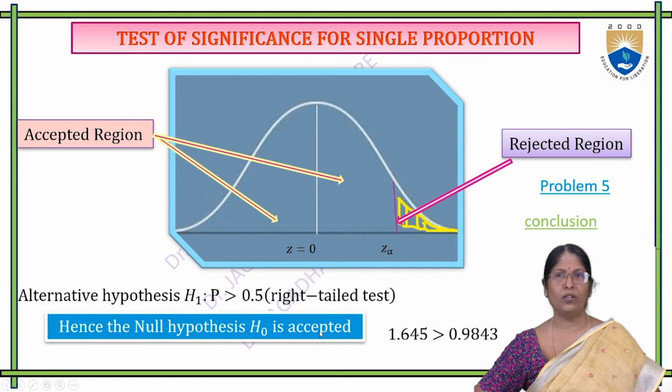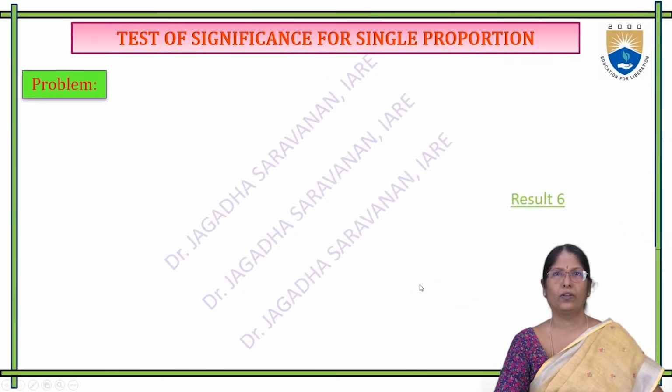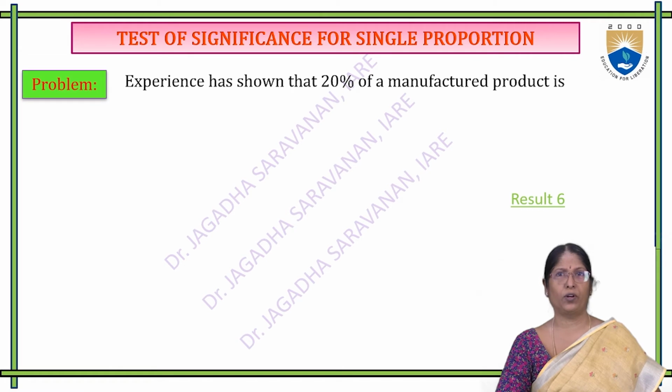Yes, it is accepted. What we defined in the null hypothesis, P equal to 0.5, we have to accept it. So we will move to the next problem.